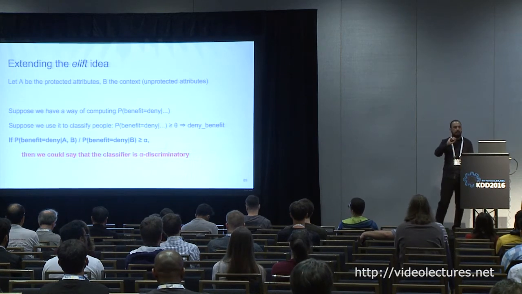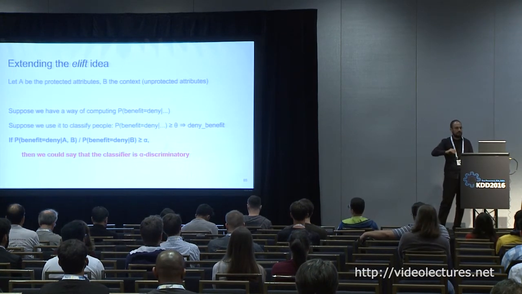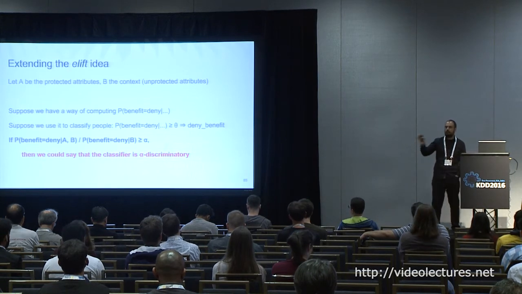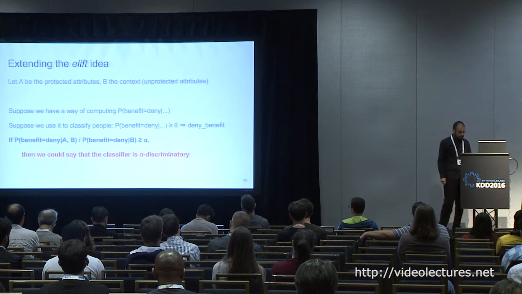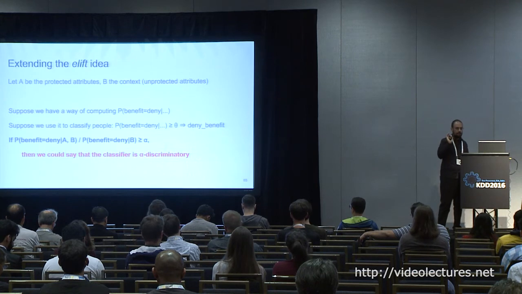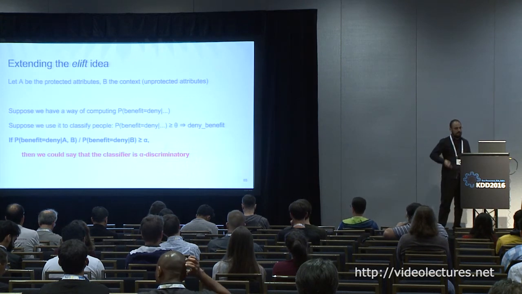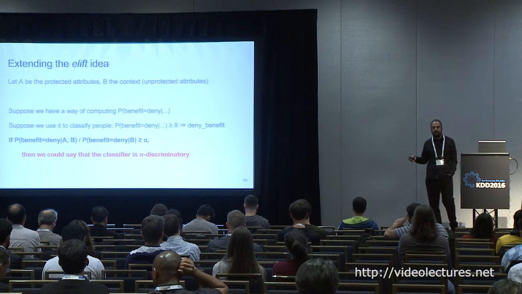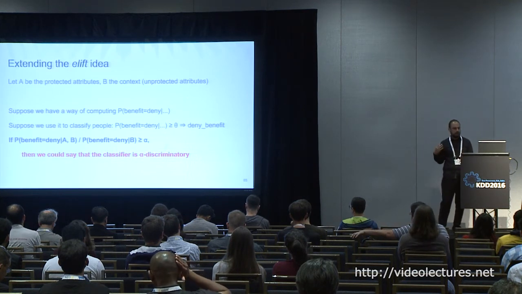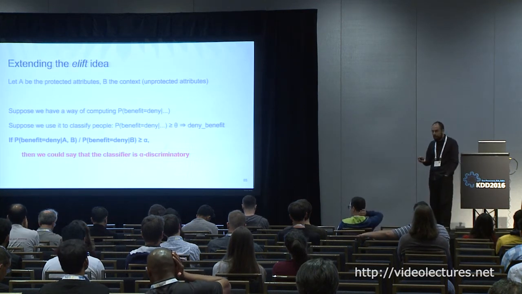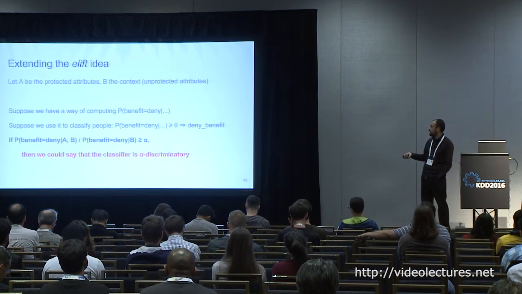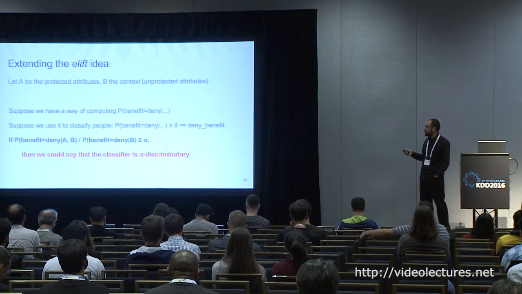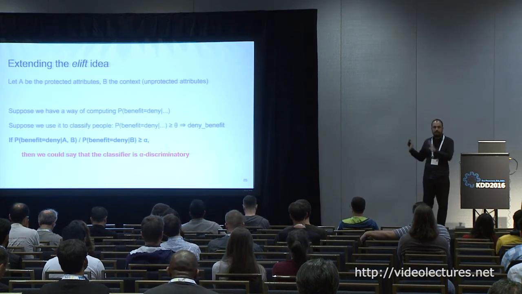So whenever this computation gives me something that is higher than a threshold, I'm not going to give you the scholarship, the credit, or the benefit. If you can claim that the probability of being denied this benefit increases by more than alpha with respect to the probability when you add this attribute A, which was your gender, your race, or whatever, then we could say that this classifier is alpha discriminatory, right? This is the definition.